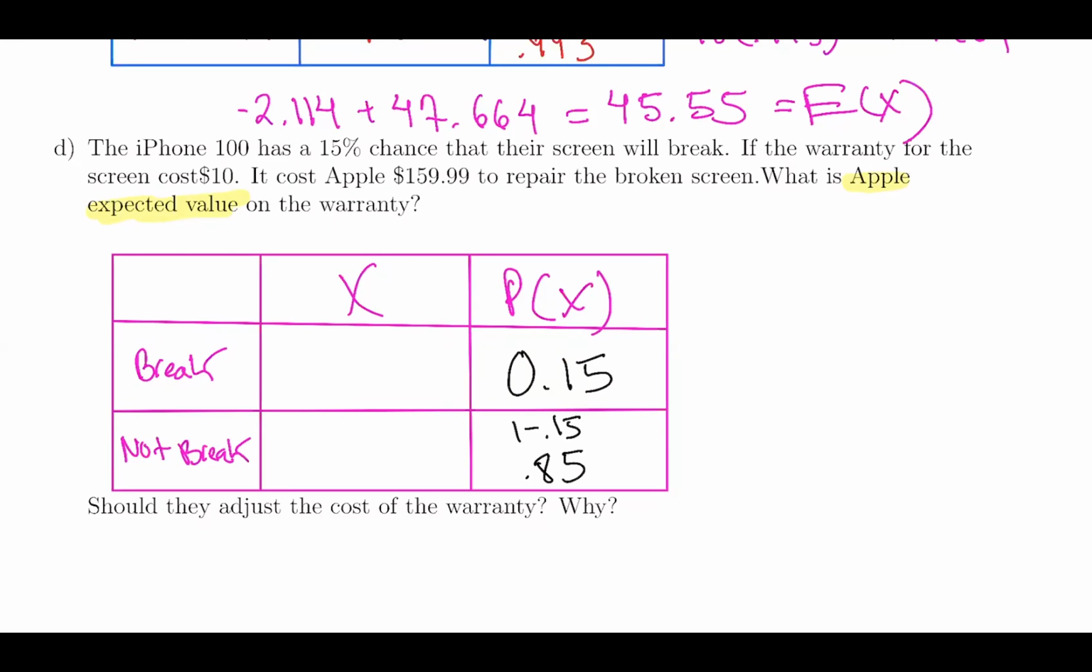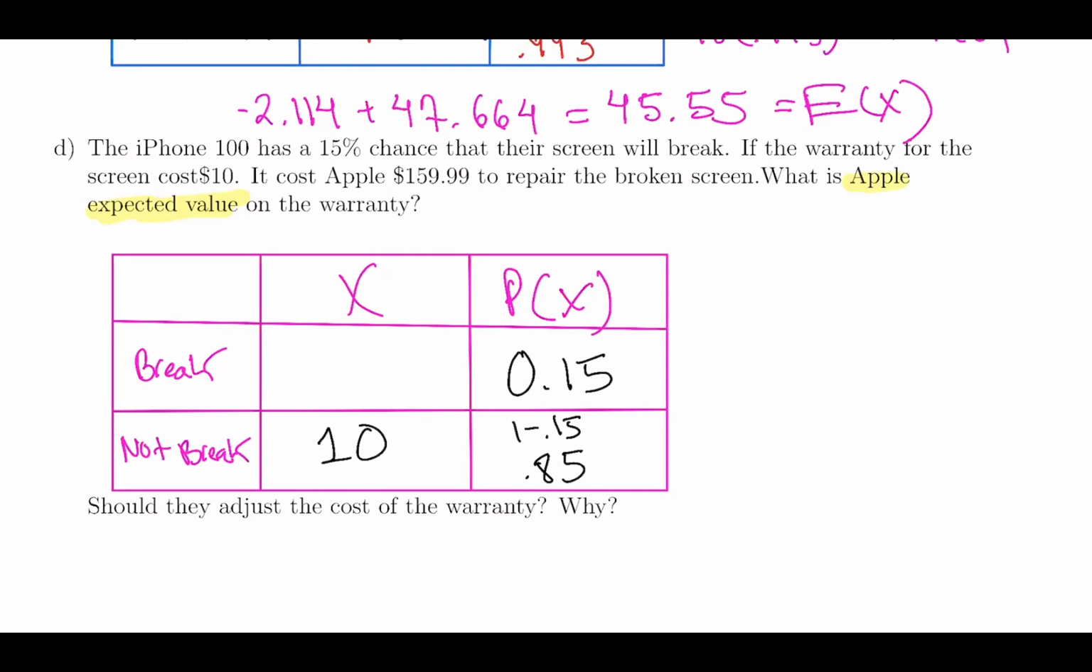Cool. All right, so remember, when we're doing the X value, you have to figure out who we are doing this in relationship to. So for this one, we're doing this in relationship to Apple. So we want to see when Apple is going to make money, when Apple is going to be losing money. So in this case, if the screen doesn't break, Apple is going to be making money because they don't have to pay to get it fixed. So if the screen doesn't break, how much money does Apple gain? $10. Cool, $10.